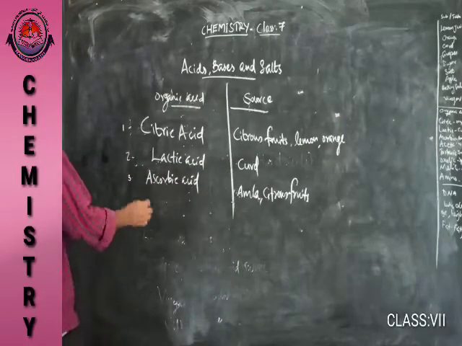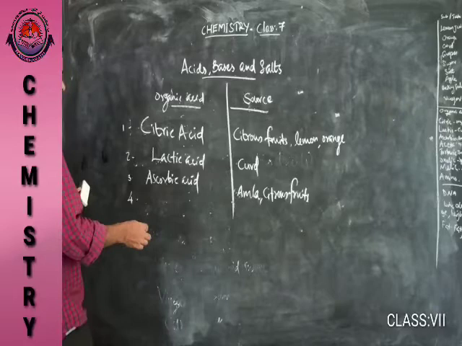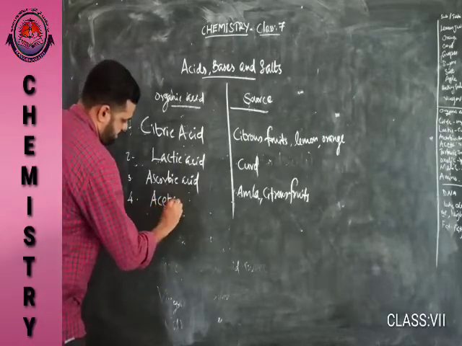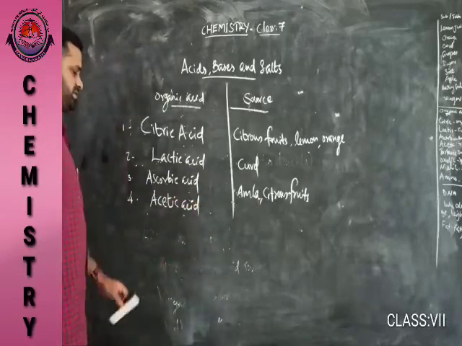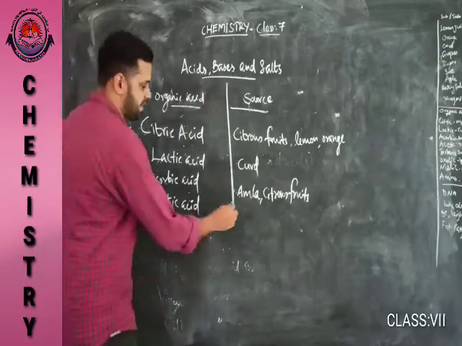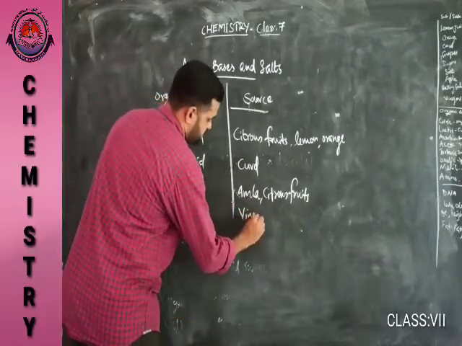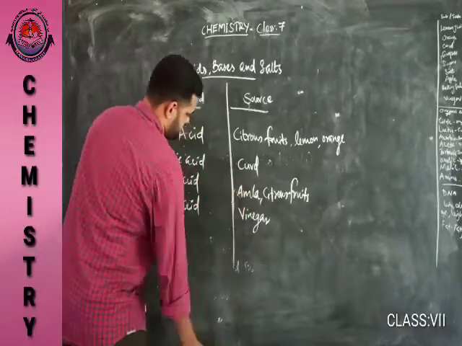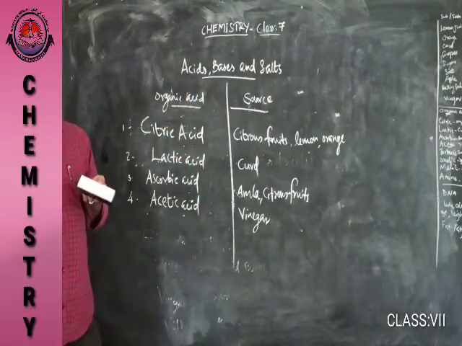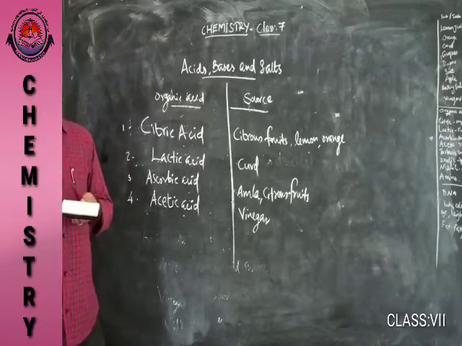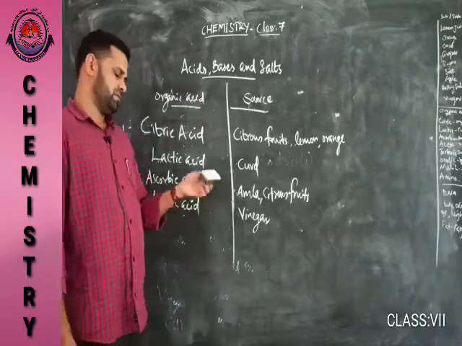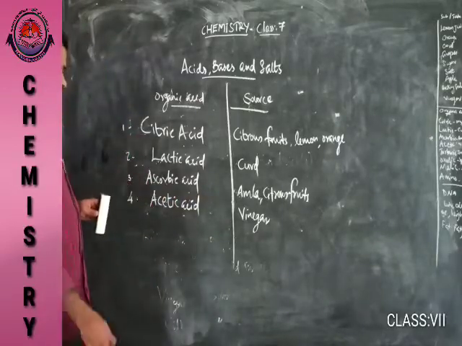Then next, also very common, is acetic acid. Where is acetic acid found? Vinegar contains acetic acid. Vinegar is 5 to 7% acetic acid. Pickles contain vinegar. In many cases we are using vinegar.